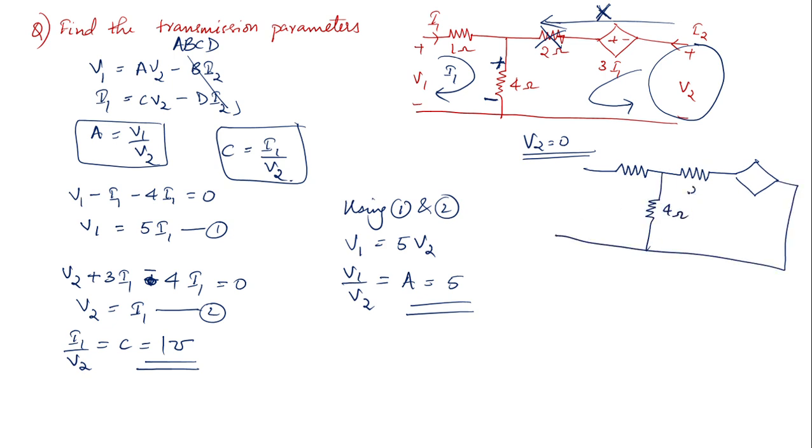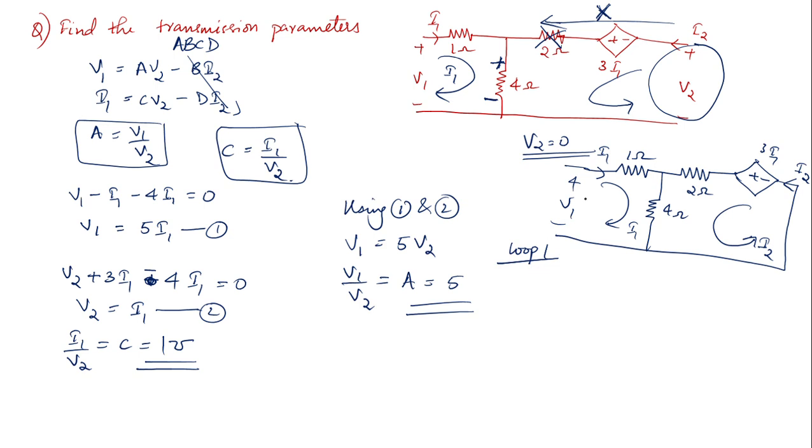Here you have 4 ohm, 2 ohm, 3 I1, and here you are having the 1 ohm. Here you have the current I1. This is your current I2. So I1 is like this. I2 is like this. And here you are having V1. Again, all you have to do is use the loop equations, do some rearrangements, and you will get the answer. So I will just write down the loop equation and you can solve it on your own and find out the answer.